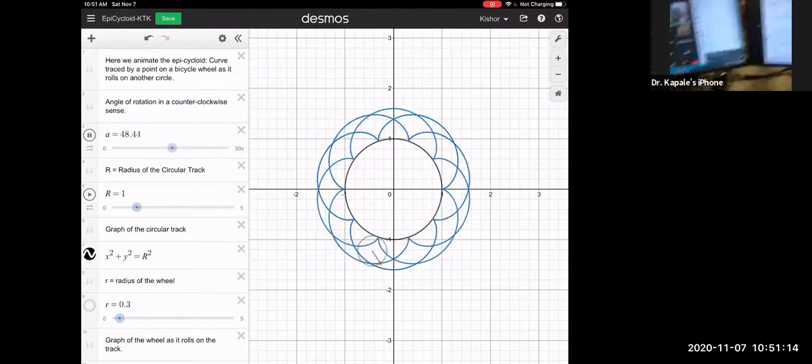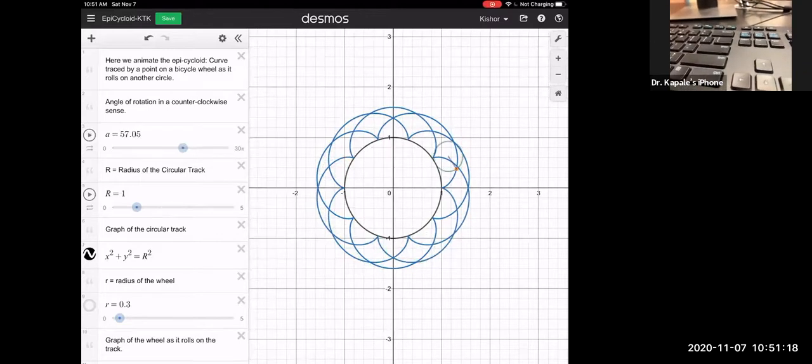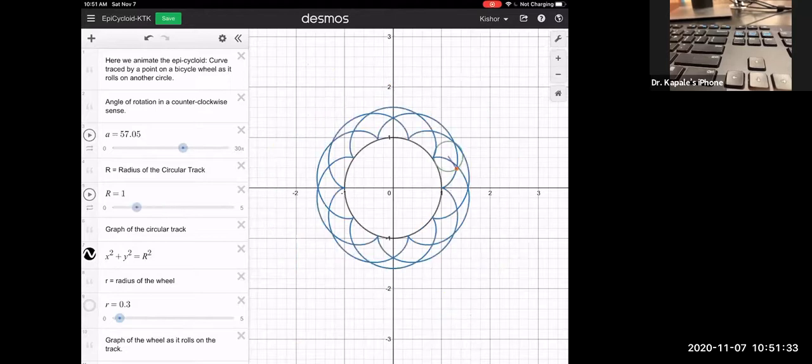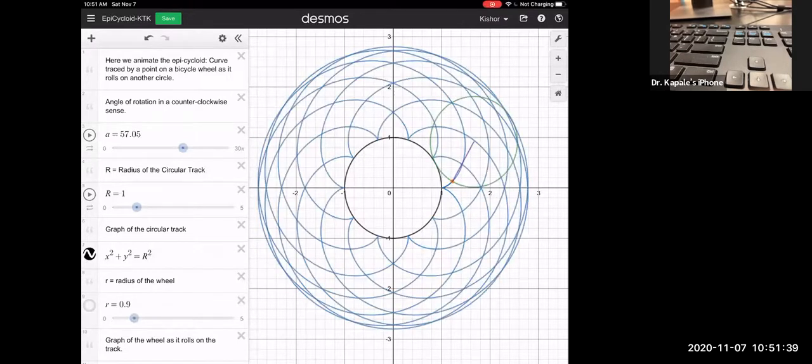All right. So let's take a look at the variations here. That's just the angle. That's the parameter that changes and makes things different. We can control the radius of the track. Okay, so we have the track, and you can see that as the track gets bigger, of course, the pattern traced out changes. We can change the radius of the wheel that's making these patterns, and you can see a variety of different things that can happen.